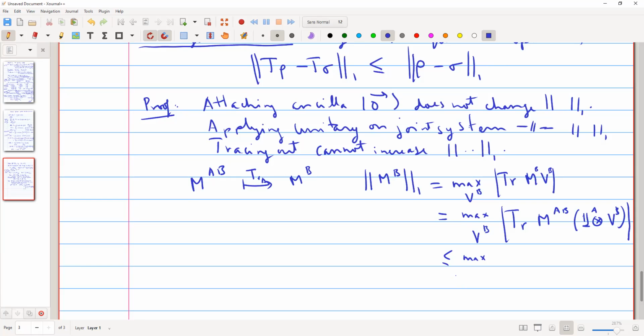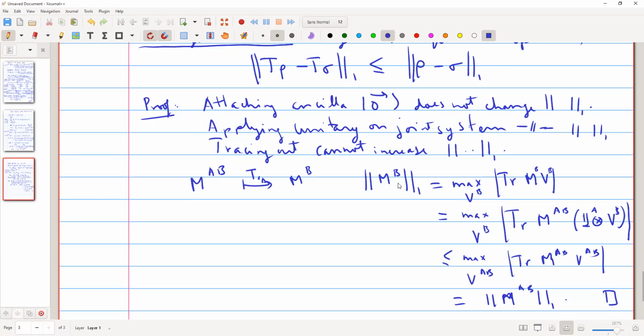Now this is of course less than the max over a general unitary on the system AB. That finishes the proof that tracing out cannot increase the one norm. So this is the thing. Let's work with the traced out matrix, and this is true for general matrices.